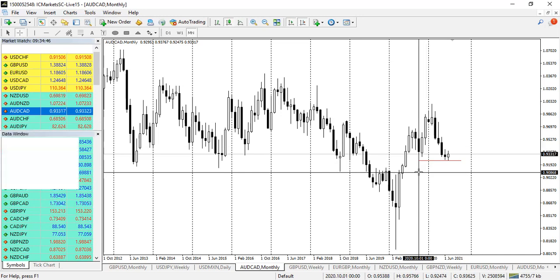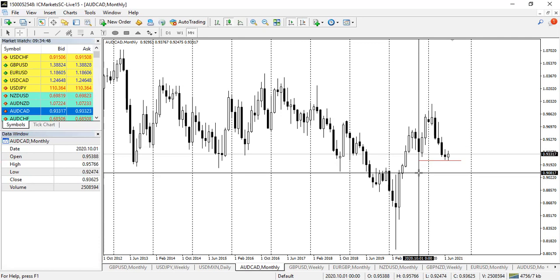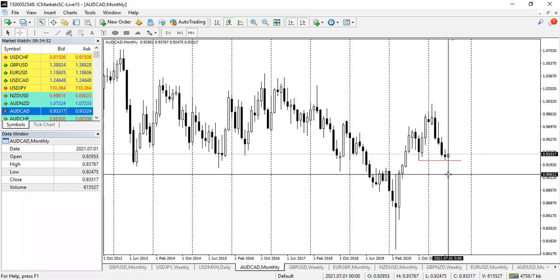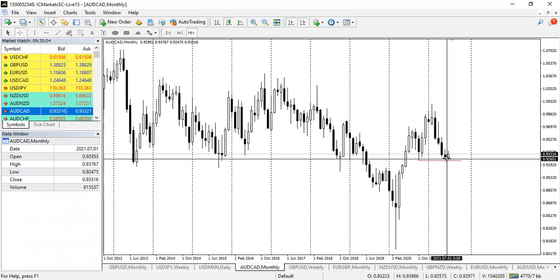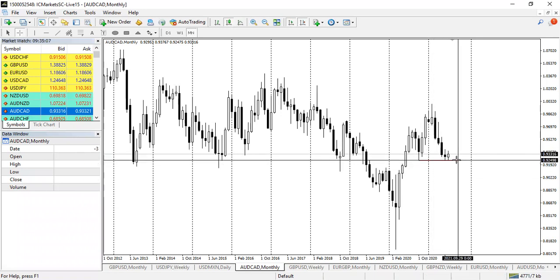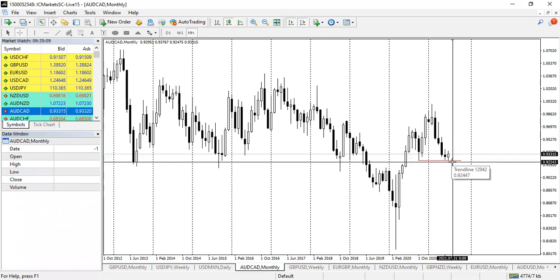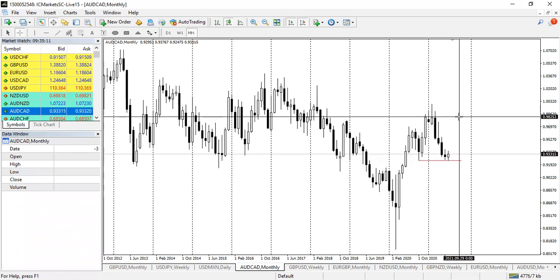Let me see, where's my data window? Good. So the low of this candle is 0.92474. The low of this candle is 0.92475. This is 0.92573. Now we see that price has come back to this level. And at this point, we want to see price begin to reverse.